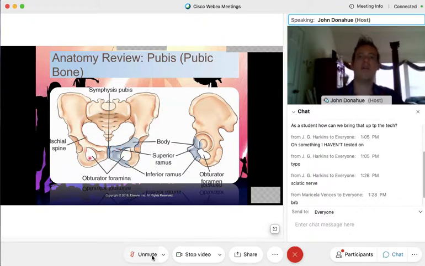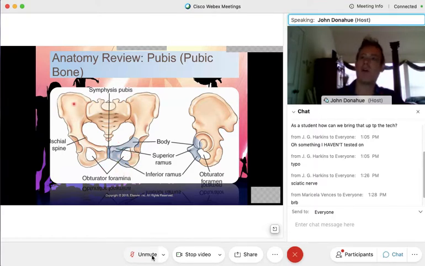And you guys remember this from first semester, those two big holes you see right there, those, of course, are obturator foramina. Singular would be obturator foramen. Obturator foramina or obturator foramen, singular.